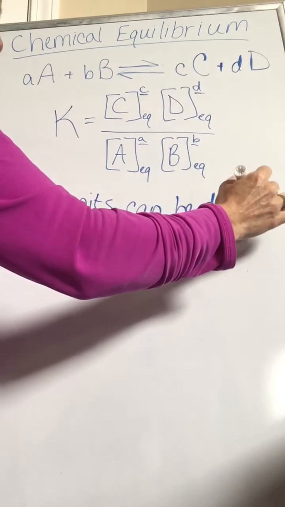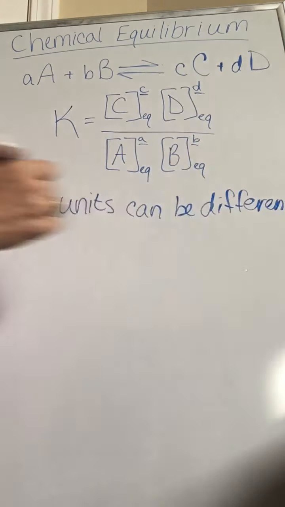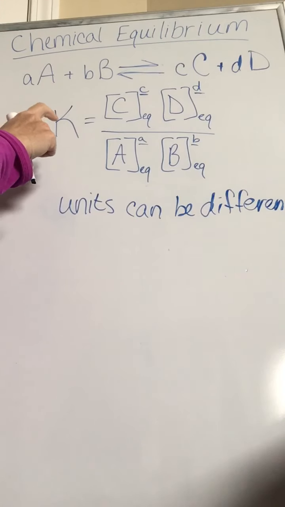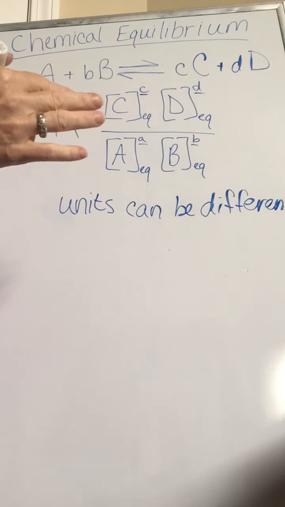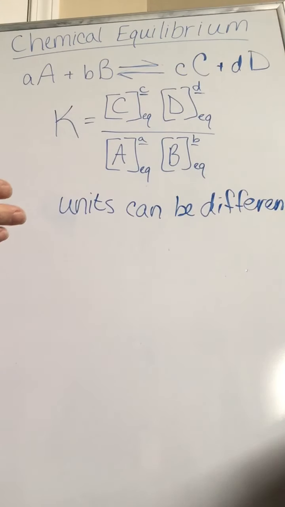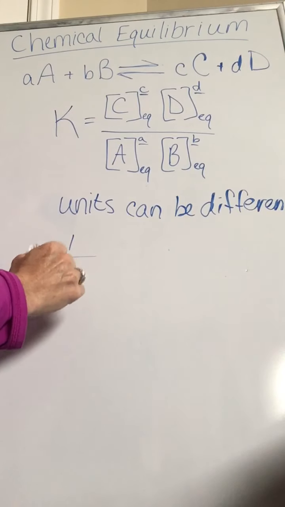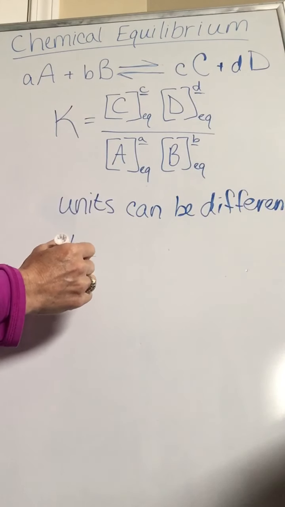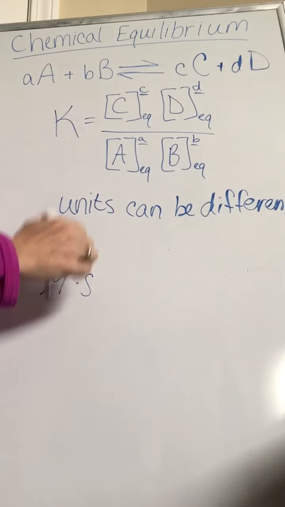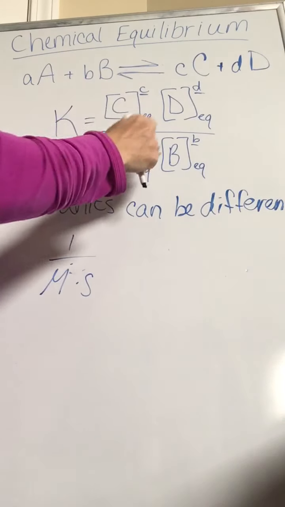Okay, so that's what makes the equilibrium constant and the rate constant similar: the units aren't always the same. It's not always going to be 1 over molar squared times seconds. It could be molar cubed. It depends on what the coefficients are.